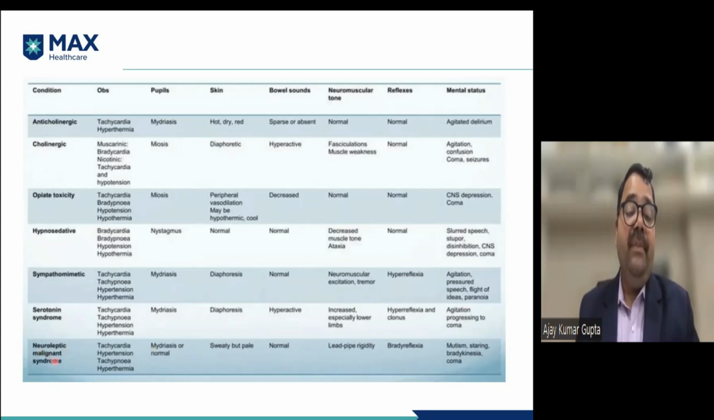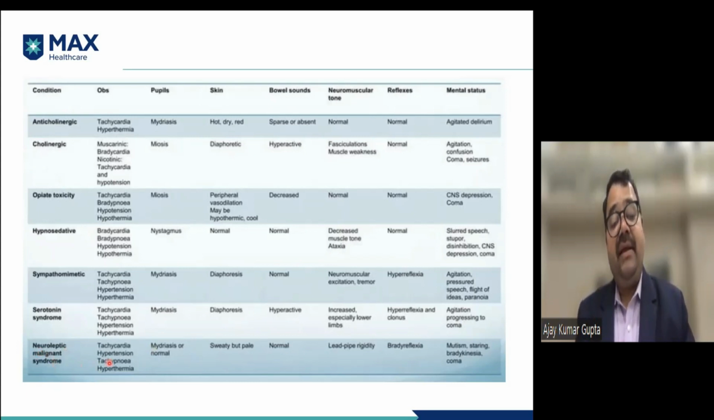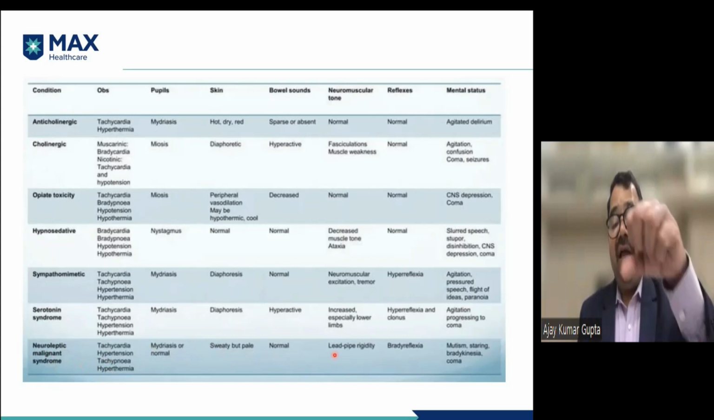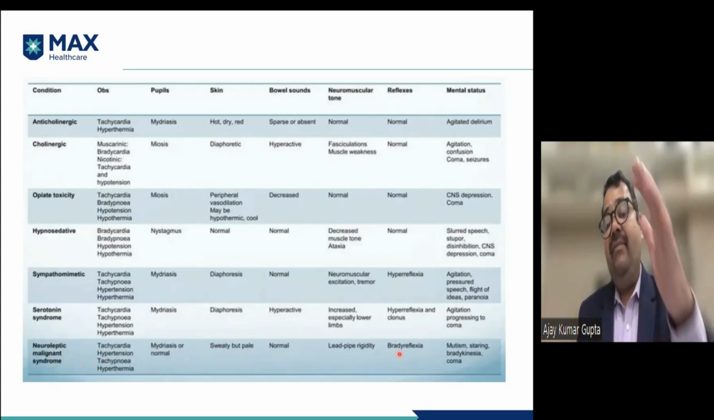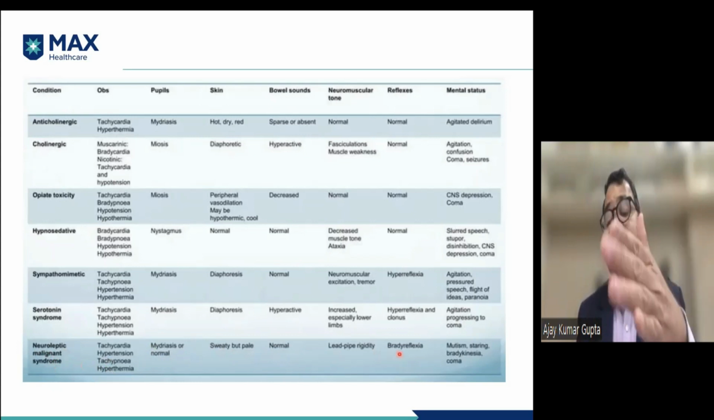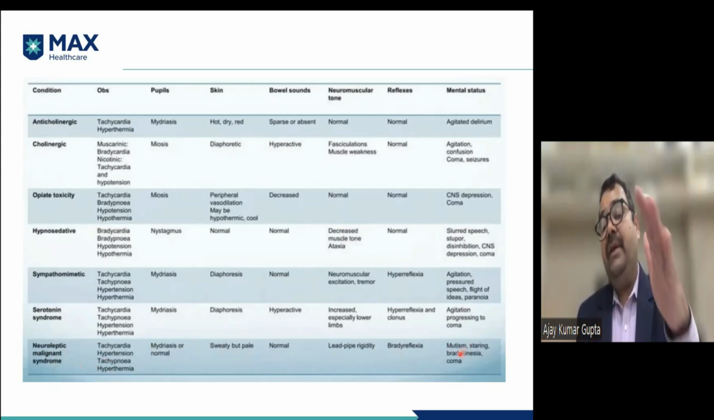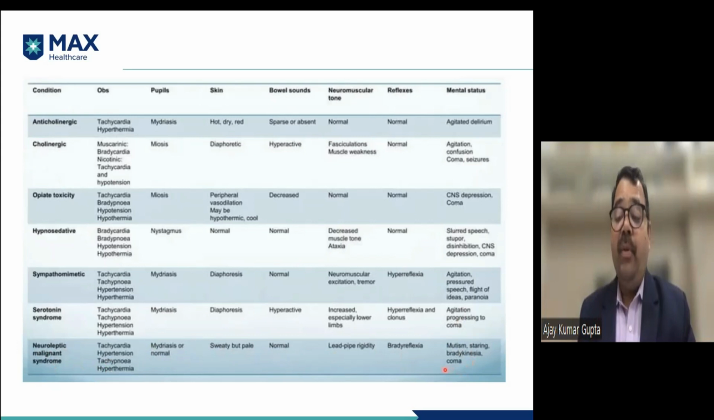And in neuroleptic malignant syndrome, the patient presents with tachycardia, hypertension, tachypnea, and hyperthermia. The patient will have mydriasis or normal pupils. The patient may be sweating but will be pale. The bowel sounds are normal. The patient will have lead pipe rigidity. Then there will be bradyreflexia. The reflexes will be less. The patient will have typical mutism, staring, and bradykinesia or coma.